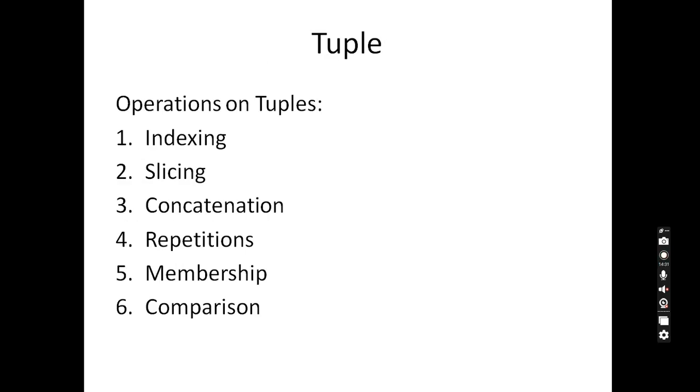Okay. The next topic is tuples. A tuple is the same as a list, but the difference is that tuples cannot be changed. A tuple is immutable, so no changes can be made in a tuple. But the operations on tuples are the same as on lists: indexing, slicing, concatenation, repetition, membership and comparison. Updation will not be available here. One more difference is that a tuple is enclosed within parentheses, and the elements are separated by commas.